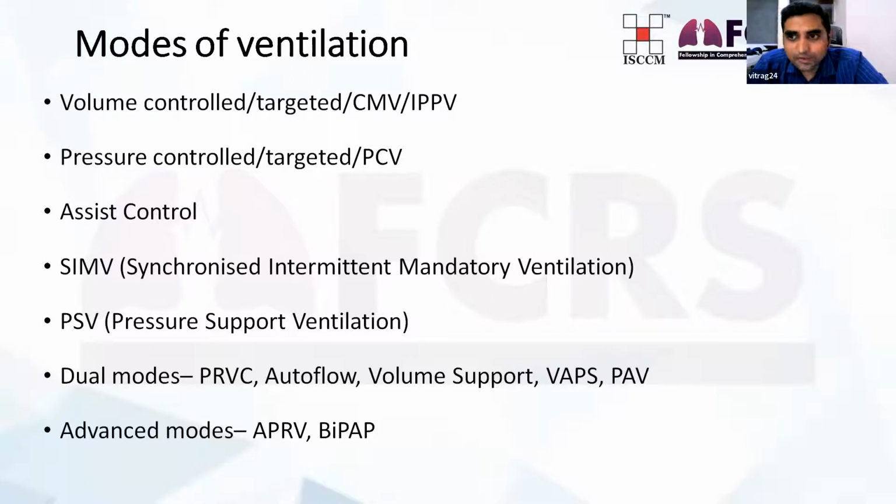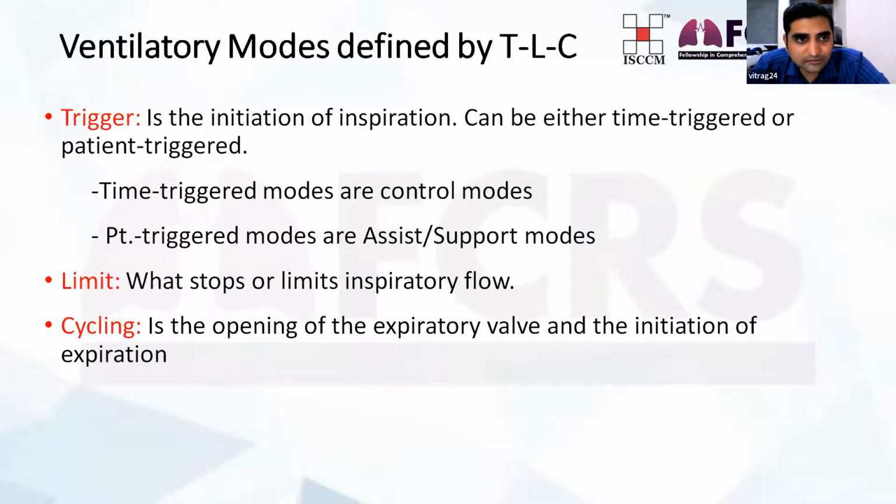Or it can be simple pressure support ventilation, a spontaneous breathing mode. Or there can be dual modes like PRVC in most machines, and AutoFlow in Dräger. Both have some differences in technology, but the overall outcome is the same. Or volume assured pressure support or proportional assist ventilation. Or advanced modes like APRV, bi-level support, BiPAP, NAVA, etc.